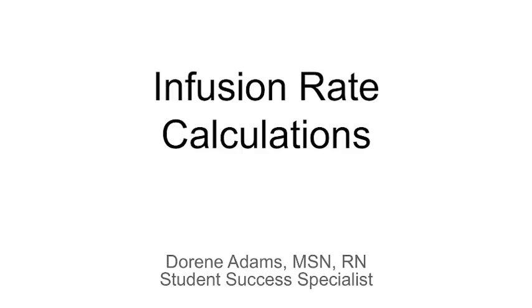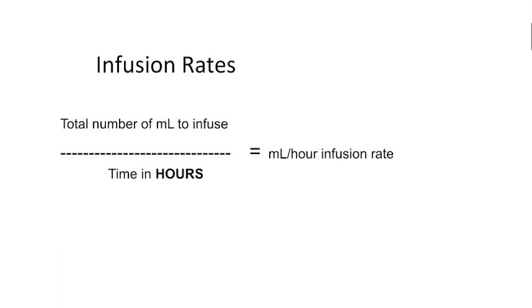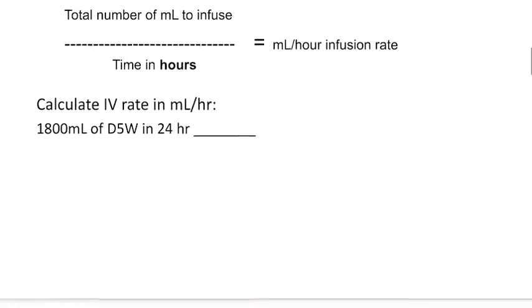This video is going to review infusion rate calculations. Infusion rates are determined by the simple formula of total number of milliliters to infuse divided by your time in hours. And if you look at the label of the two variables in this formula, milliliters over hours, that's going to equal milliliter per hour infusion rates. Okay, and let's see what that looks like.